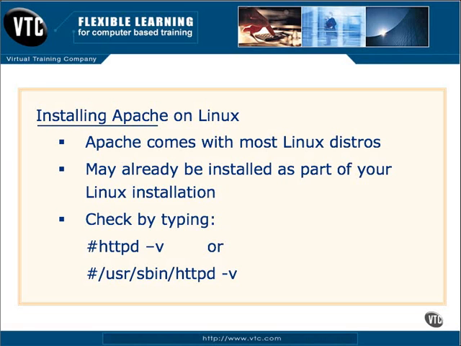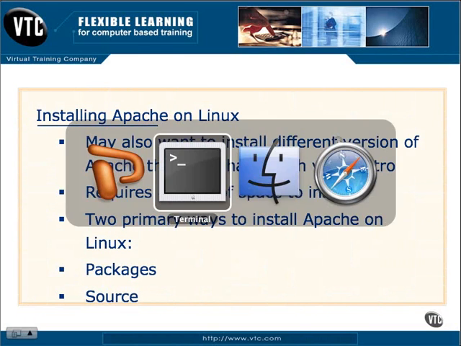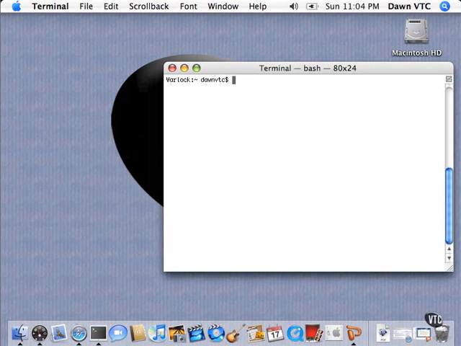You can check this by typing one of these commands, httpd -v or /usr/sbin/httpd -v, and I'm going to demonstrate that now by changing to my terminal. And you'll see here that I'm running Apache 1.3.33, and this is on the Macintosh, so you'll notice that I'm using Darwin here.